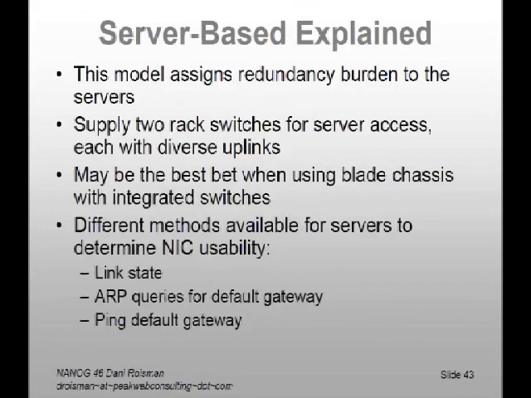You're placing the redundancy burden on the servers themselves. You supply your 2 rack switches for server access. This is very common when you're using blade chassis. And there are different methods available for the servers to determine whether or not the primary backup link is alive. The most simple way is just check the PHY for physical link state. You can also be running ARP queries from the server. You could be running ping to the default gateways, and the server can make sure that both links are actually functional all the way to his layer 3 device.